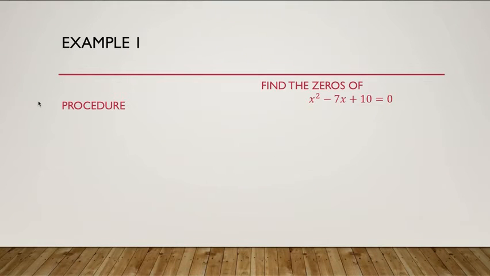Let's look at an example. We're going to find the zeros of x squared minus 7x plus 10 equals 0.